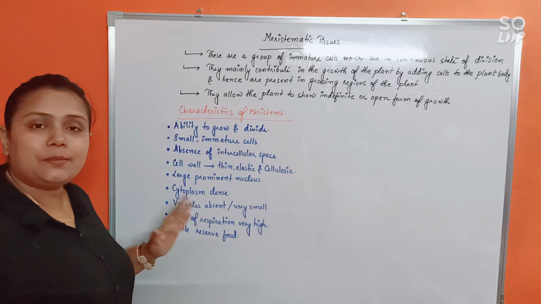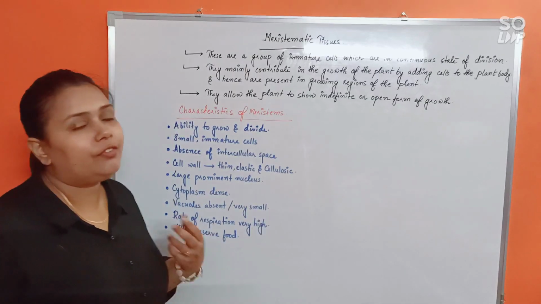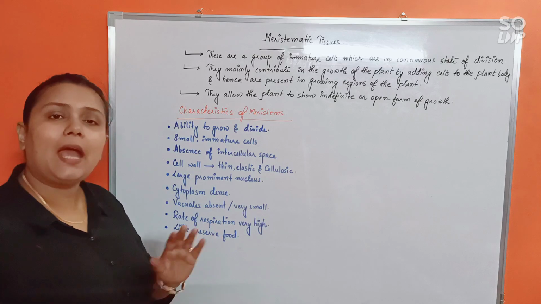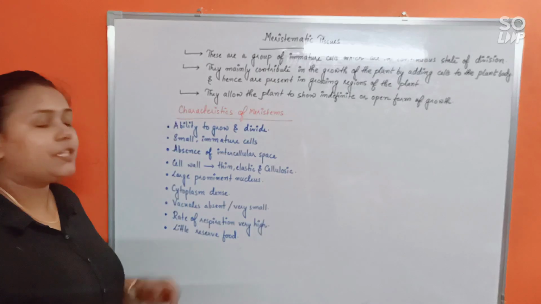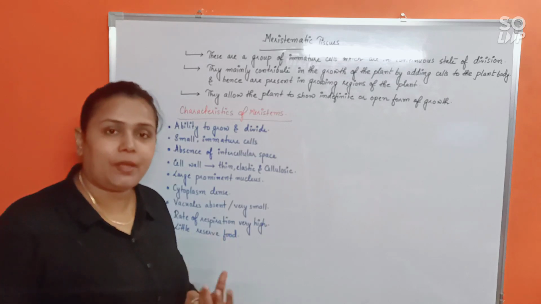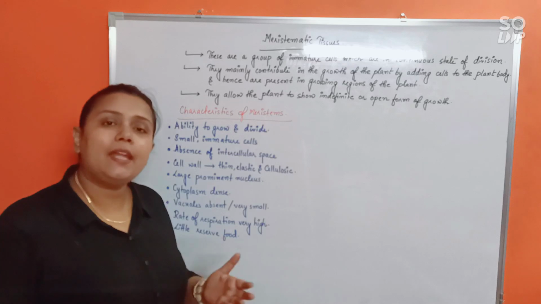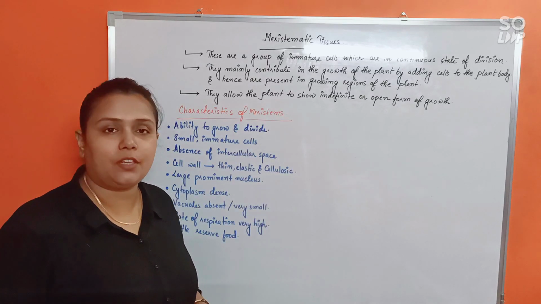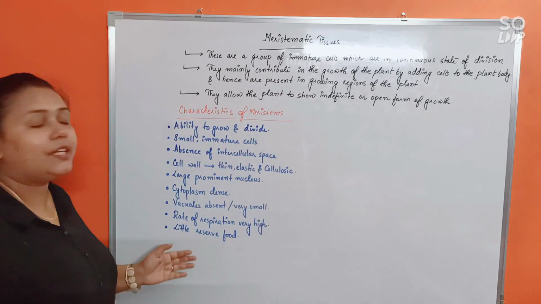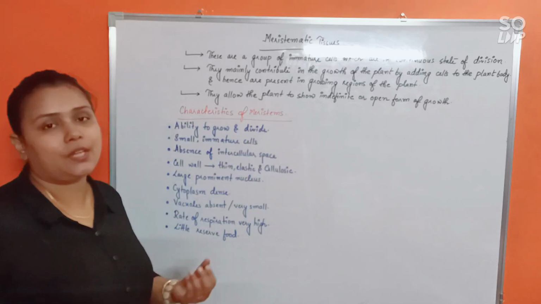Next, cytoplasm is going to be dense. Vacuoles are absent or very small. Mostly they are going to be absent. The rate of respiration is very high. Of course, I have already told you the cells of meristems are going to be very active metabolically. Hence, respiratory rate has to be very high. And last is little reserve food. Reserve food or storage of food will be almost absent.